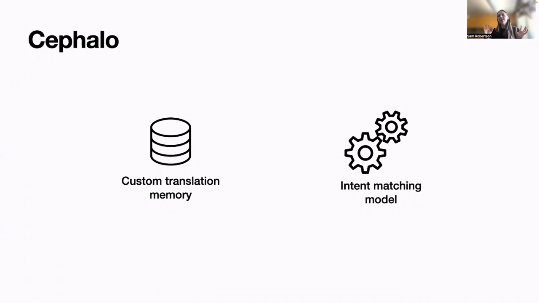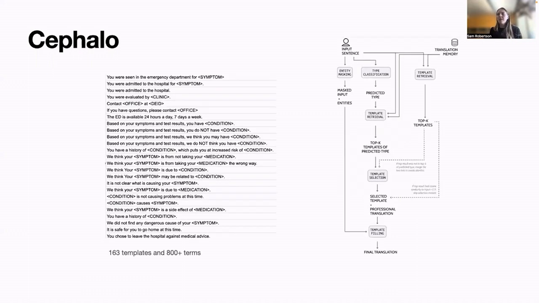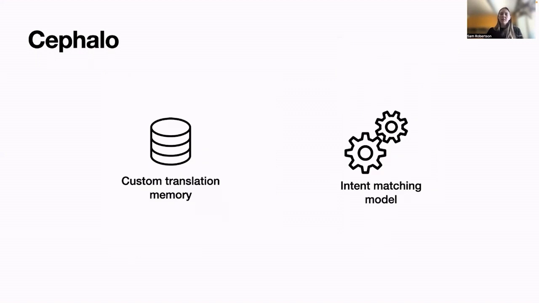There are two core components of Cephalo. The first is this custom translation memory that we've been talking about. And then the second is an intent matching model. You can also think of this as basically a retrieval model. Now we do have prototypes of each of these. We have an initial translation memory. It's got 163 templates and over 800 terms in it. And we've also been playing around with different model architectures that could actually implement everything I'm about to talk about. But in this talk, I want to keep it a little bit more abstract because I'm really trying to drive home what this enables from an interaction perspective.